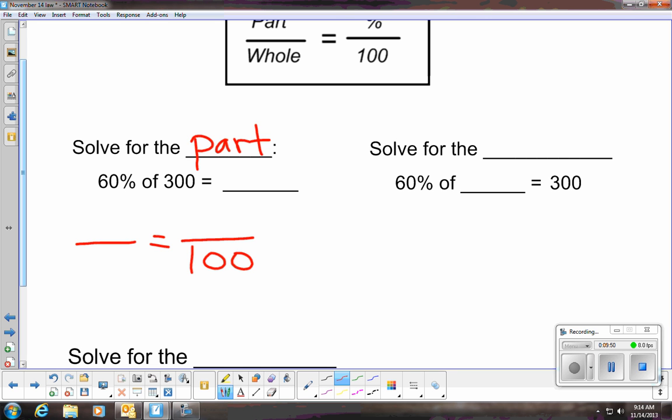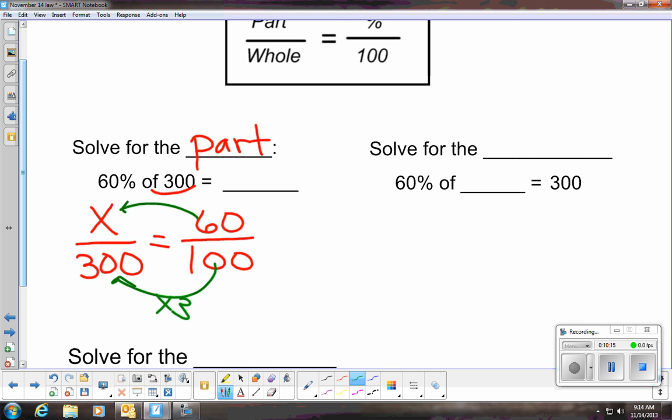And then say, all right, well, 60 is my percent, so that always goes over 100. The 300 is the whole, so that's going to go down here. And we're solving for the part, so I'm going to put an X where the part is. And now we're going to solve. In this case, we can go right from 100 to 300, right? Times 3. So 60 times 3 is 180. So 60% of 300 is 180.